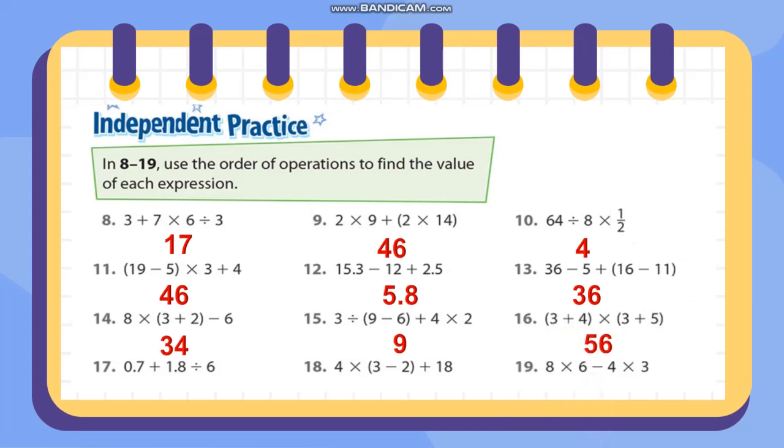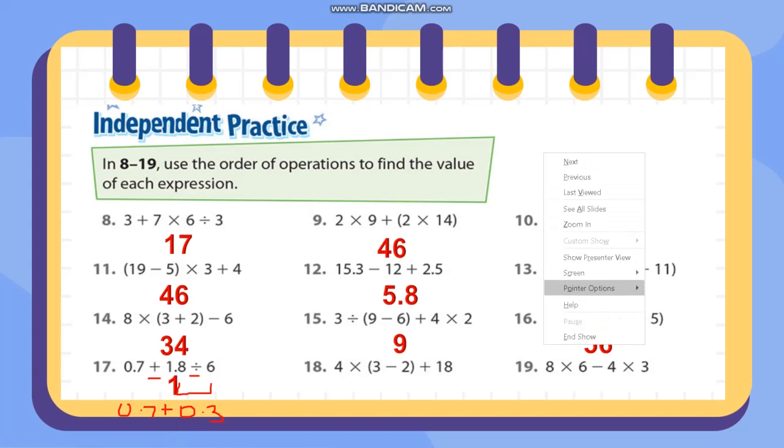Next, we have 7 tenths plus 1 and 8 tenths divided by 6. We have two operations given, addition and division. Based on the PEMDAS rule, we need to divide first. So what is 1.8 divided by 6? 1.8 divided by 6 is equivalent to 0.3. And we have 0.7. So what is 0.7 plus 0.3? That is equivalent to 1.